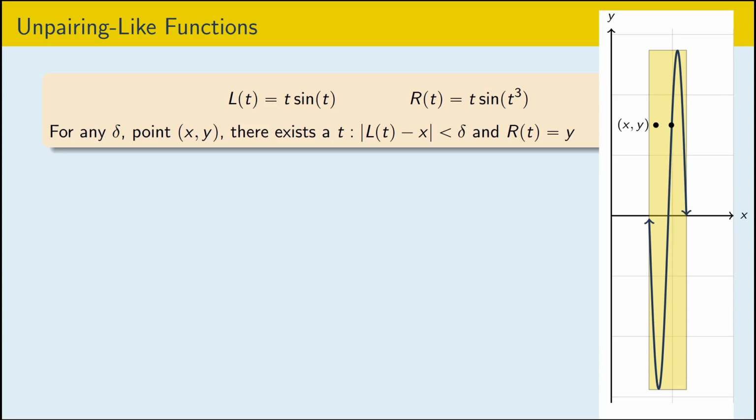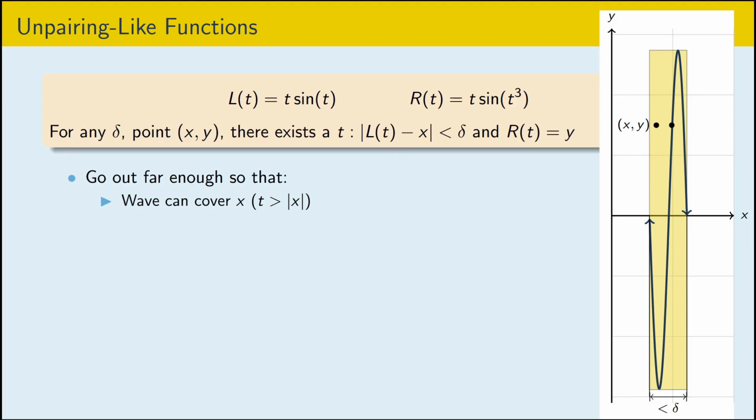So in particular, in order to get this to work, we're going to need to find waves whose bounding rectangles cover all points in the plane with arbitrarily small widths. We're going to need to be able to find an oscillation, find a wave that covers our point xy and whose width is less than delta. First, in order for our graph to get close to our point, we first need to look far enough out on our parameterization so the graph actually covers the relevant x value. T has to be at least as large as the absolute value of x in order for our L function, t sine of t, to actually achieve x as a value.